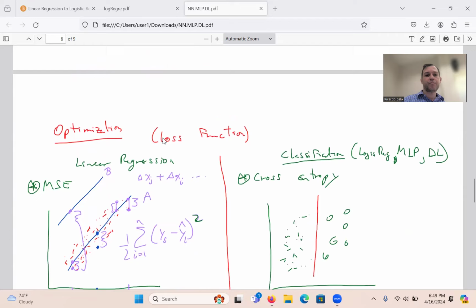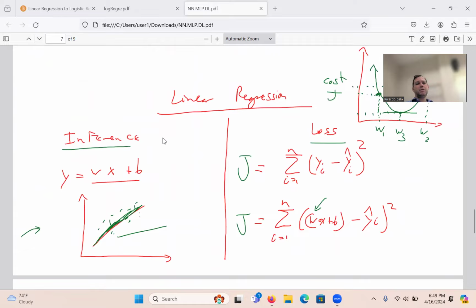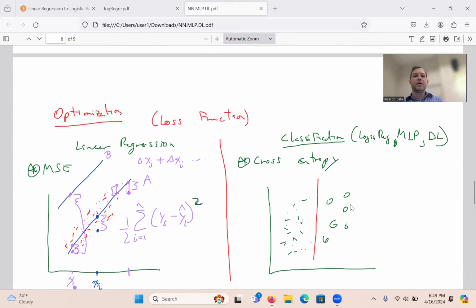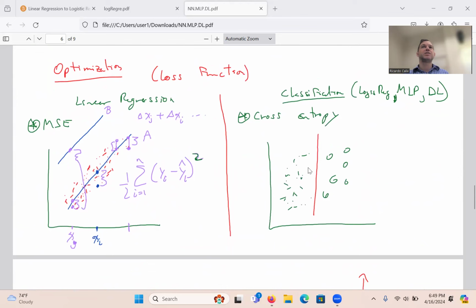All right, so I believe this is the part. I think I talked about this last week. This is the MSE. I'll do a quick review of this. Basically, you're trying to learn a linear function. So this is regression with MSE. And classification is also a line that you're trying to predict, but the line separates samples from one class and the other class. So it's basically a line, but with a different objective. And that's what's really important.